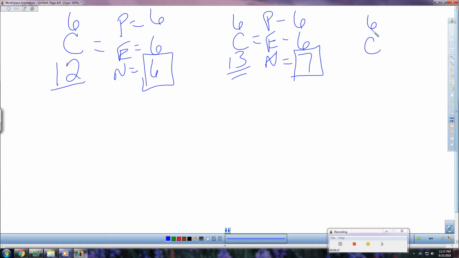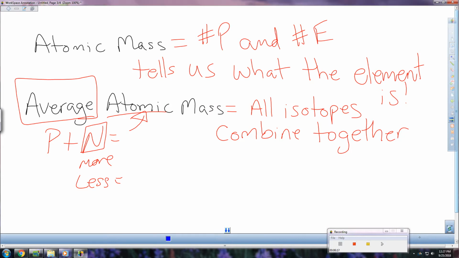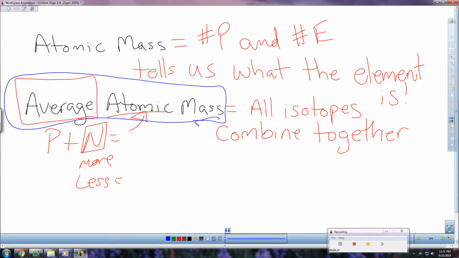I can also have carbon 14. And again, all I'm doing is adjusting the number of neutrons in that actual atom. So for this, carbon 14, I no longer have 6, I actually have 8 neutrons in that atom. So taking a look, these are all what we call isotopes. And again, isotopes, where do these come into play? Isotopes come into play when we are talking about the average atomic mass.